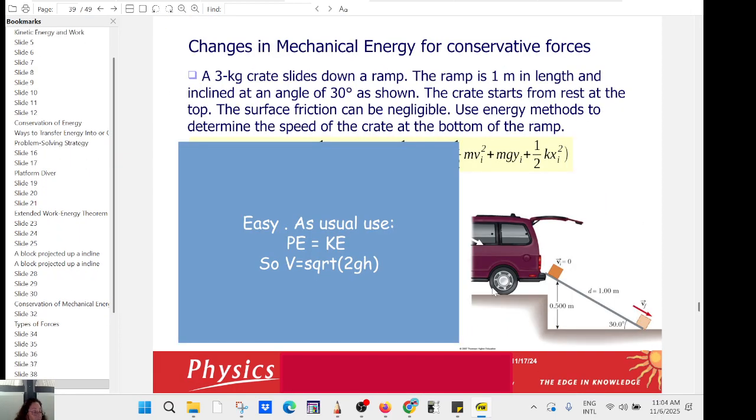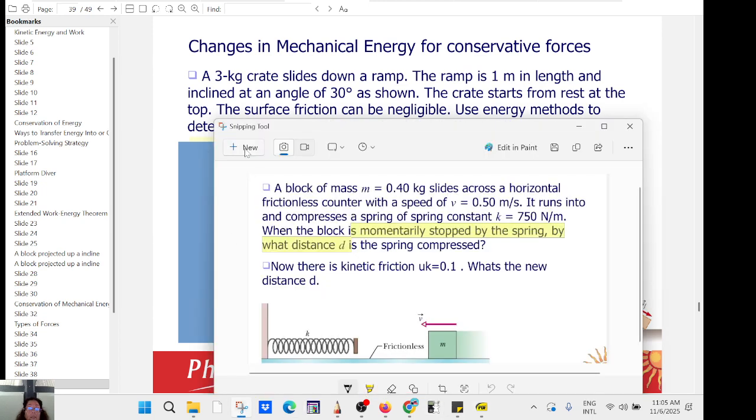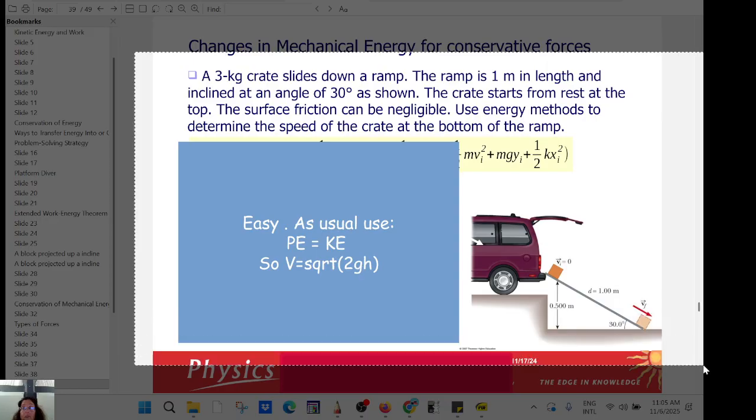Okay, so let's try to do this one. The first one is easy. So this one is easy. The first one is easy, and then we're going to introduce some friction. So the first part is very easy. It's so easy, I'm not sure if I want to do it.